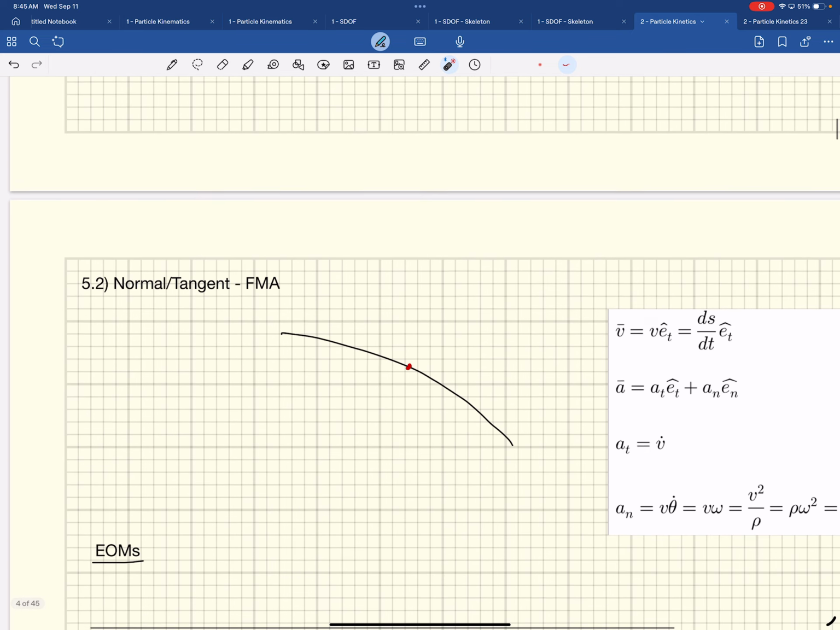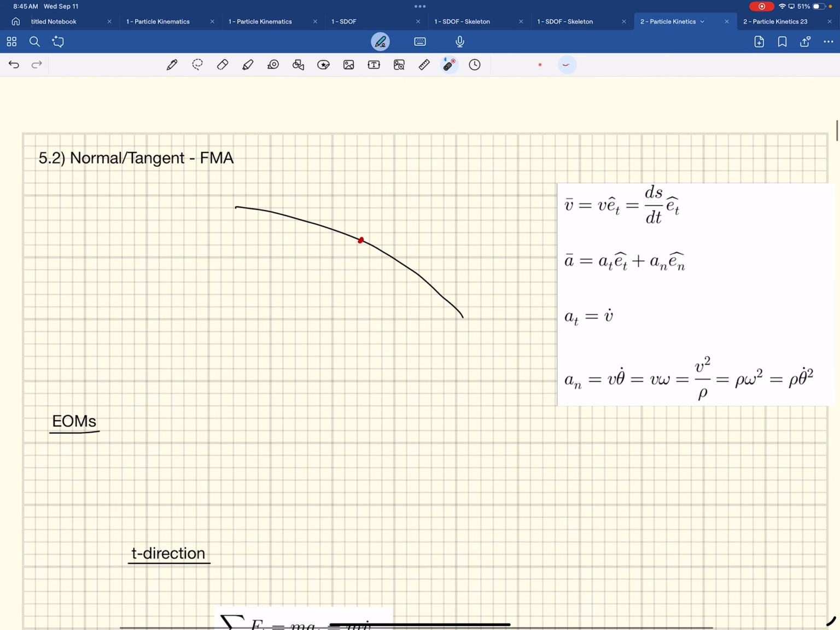Normal tangent doesn't get used that much, but we do use it to help derive a bunch of equations and stuff in 3D rigid body stuff or 2D rigid body stuff. So I keep it in here for that. But really, if something's traveling in a circle, you can use polar coordinates or normal tangent. They're exactly the same with the exception of one positive or negative sign on the centripetal acceleration.